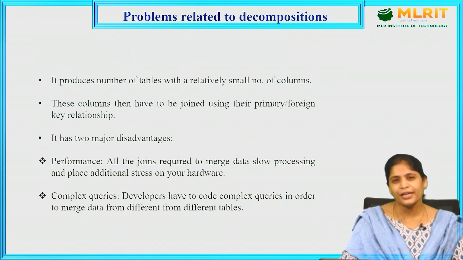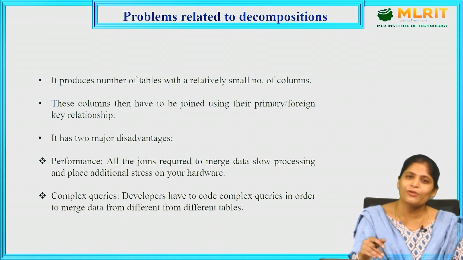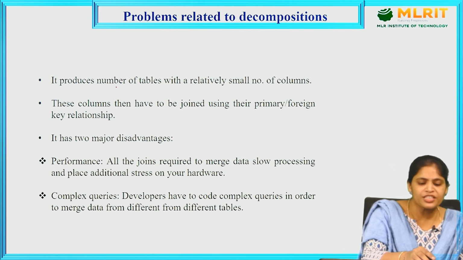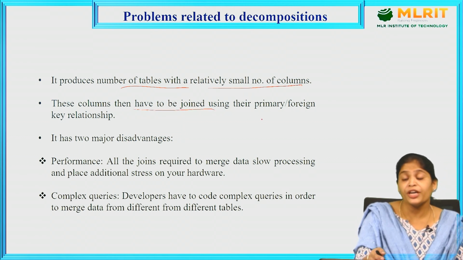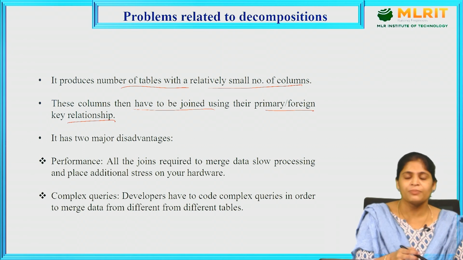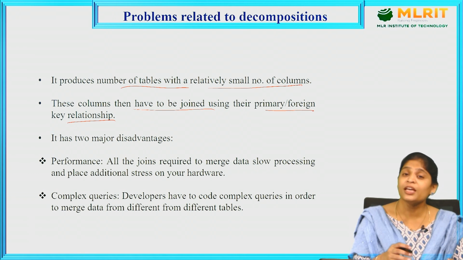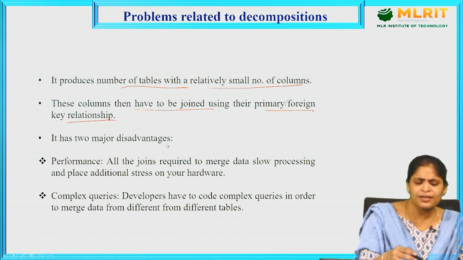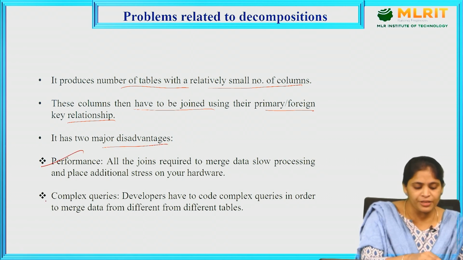And the problems related to decomposition, some of the minor problems, are mainly these: if we split into more tables, obviously we require more memory, right? So it produces a number of tables with a relatively small number of columns. These tables then have to be joined using their primary key or foreign key relationship, which may result in some complexity. So it has two major disadvantages. What are those disadvantages? Performance and complex queries.